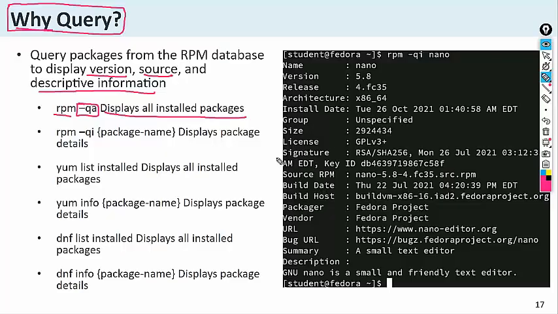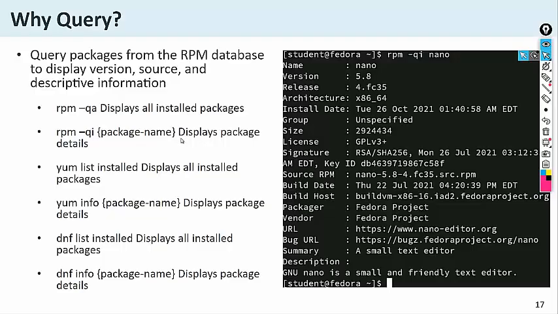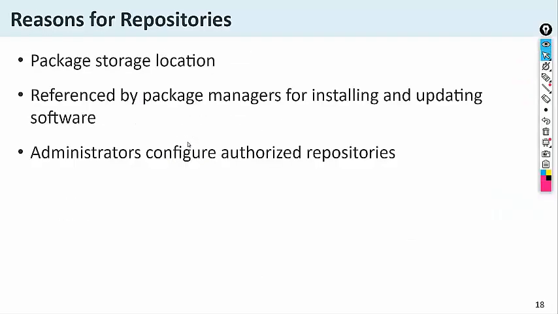If you want to generate a query by using the yum command, then you can use yum list installed. It will display all the installed packages. And if you want to get the information of a specific package, then you can use yum info and then give the package name. Similarly, dnf list, dnf info and the package name give the information of the package. Okay, so I hope you can do it. I don't need to show the demonstration of it.